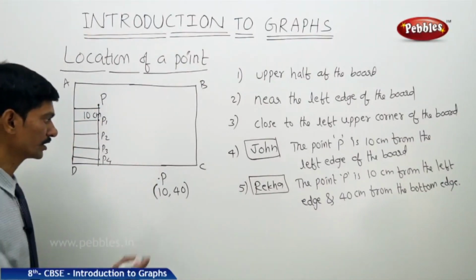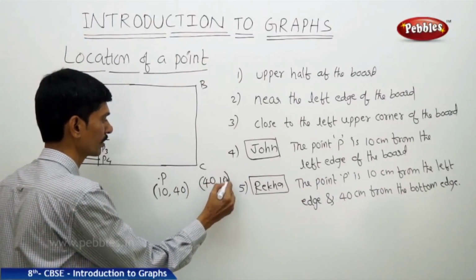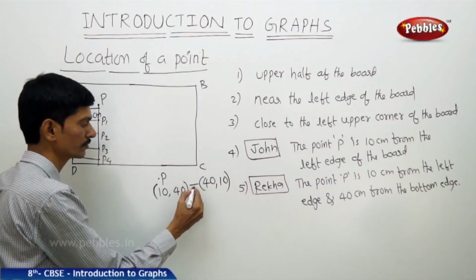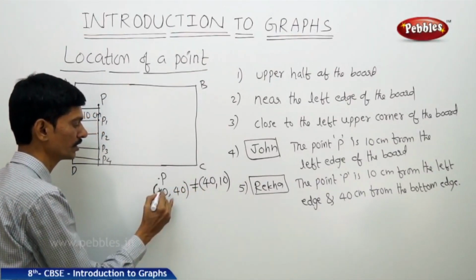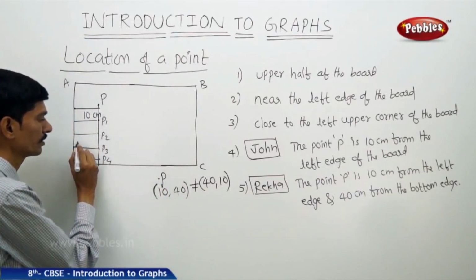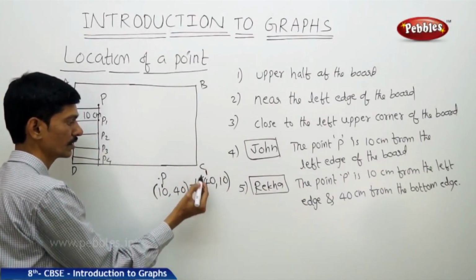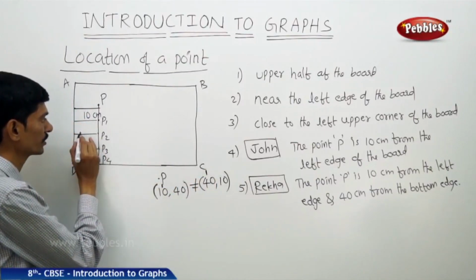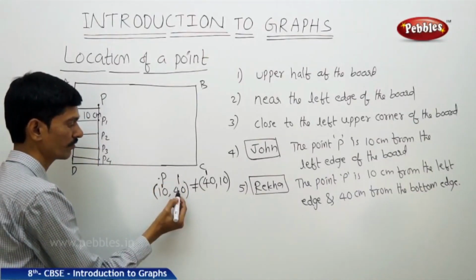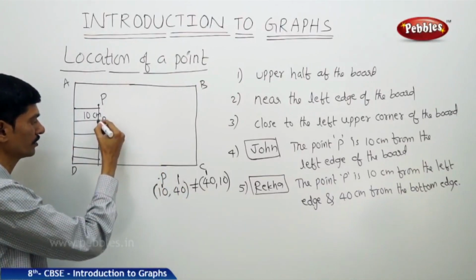Now if you take the point 10 comma 40 and the other point 40 comma 10, are these 2 points the same? We can say that these 2 points are not the same, so they are different points, because here 10 represents the distance of the point away from the left edge, whereas if you take 40 as the first value, this point is 40 centimeters away from the left edge. And in the first point, the second number 40 means the distance of this point from the bottom edge.